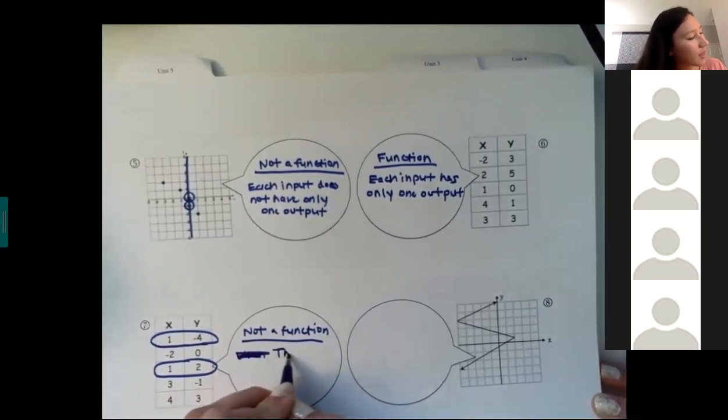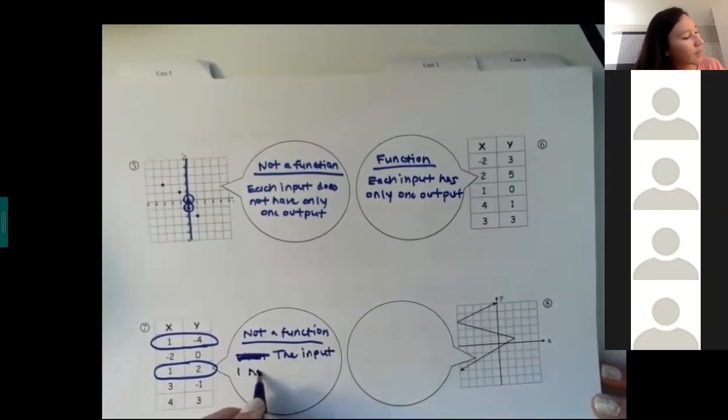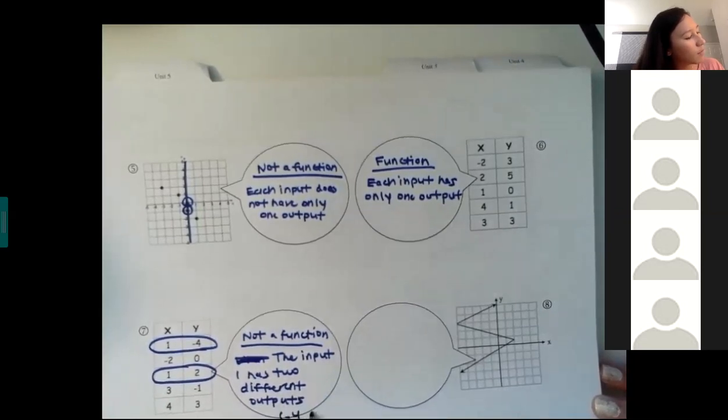The input 1 has 2 different outputs, -4 and 2.